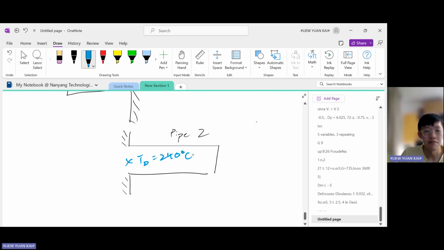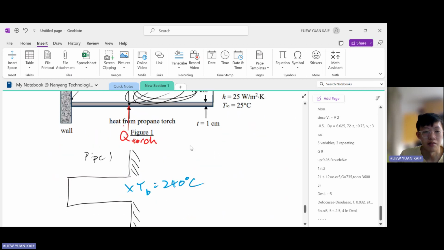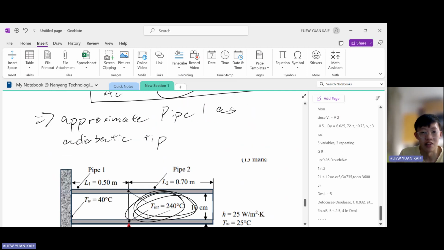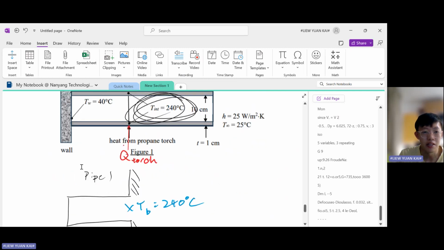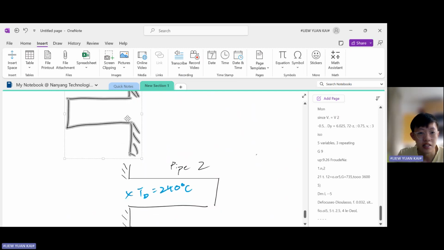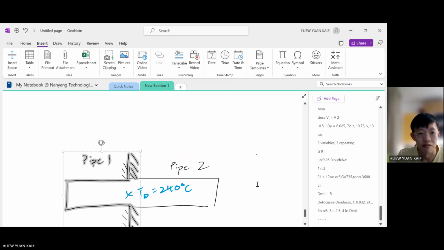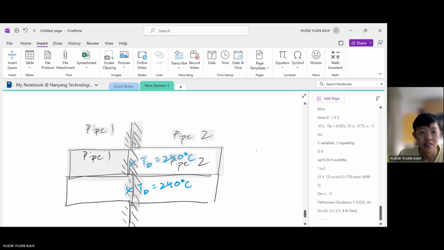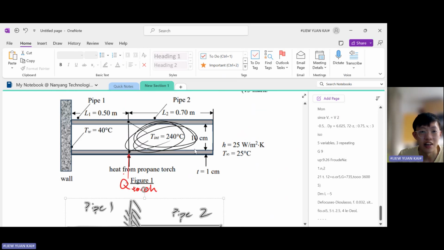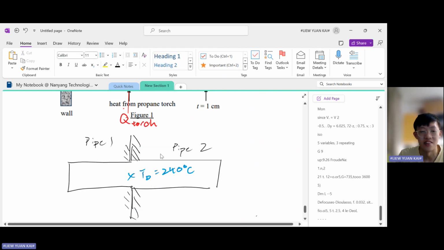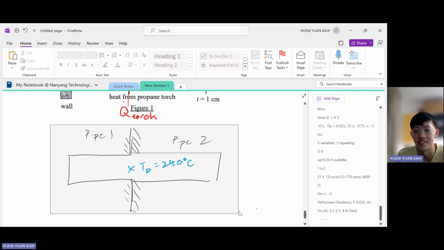And this is how I visualize this complicated pipe welding problem. It's actually two fins merged together, and the base temperature is the interface temperature, which they told us, 240 degrees Celsius. You put this onto here, and voila, you have the problem. The problem that they give us, I visualize as two fins put together with the base temperature in the middle. It's quite cunning, but I like the challenge of this question.